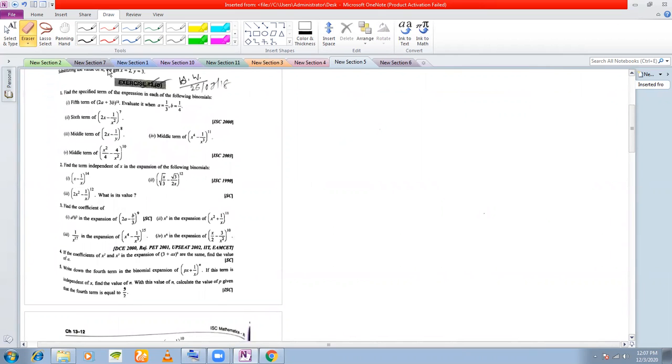Again, let's take a note of this, that T(r+1) is nCr a to the power of (n minus r) x to the power of r. Let's take note of this. And with this idea, let us now find out the middle term of this question.